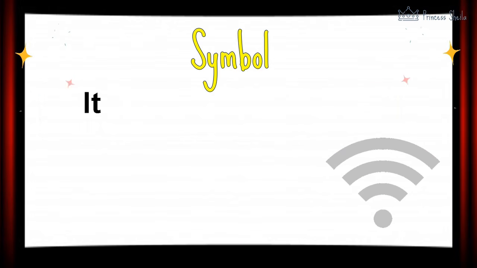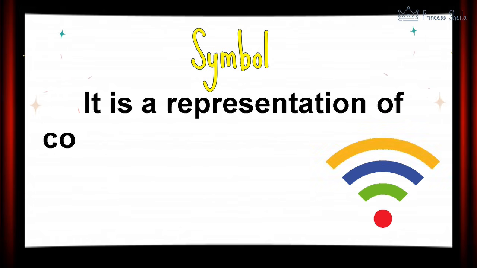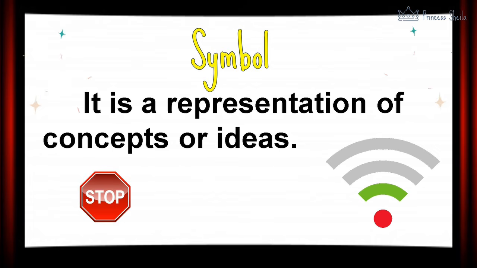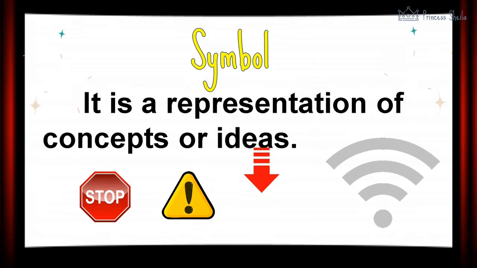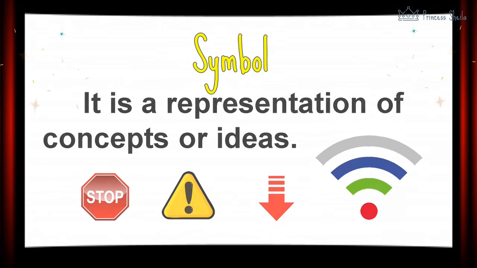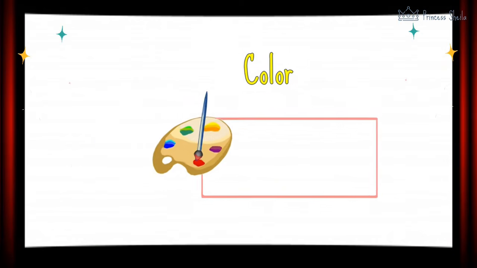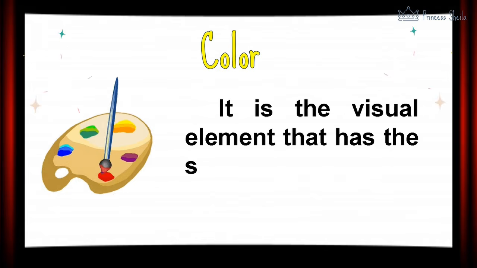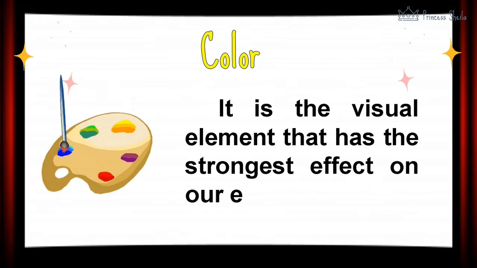Second is symbol. Symbol is a representation of concepts or ideas. It takes the form of words, sounds, gestures, ideas, or visual images, and are used to convey other ideas and beliefs. Third is color. Color is the visual element that has the strongest effect on our emotions.